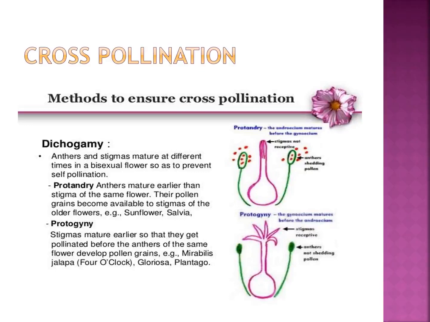Example, sunflower. Look at the picture, protandry. The anthers mature, and the stigma is not receptive. The second picture is protogyny. The stigmas are receptive, but the anthers are not shedding pollen. These pictures are examples of protandry and protogyny. Protogyny example is the four o'clock plant.